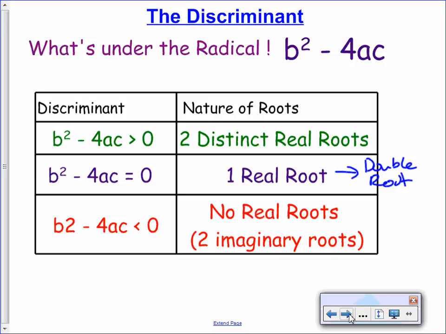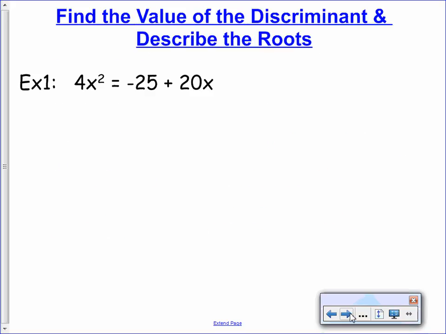Yay. Okay. All right. Let's practice finding the discriminant. Okay? It's the b squared minus 4ac part. So we have to set it up in standard form in order for us to recognize the b squared minus 4ac part. Okay. So for example 1, changing that to standard form, we get minus 20x plus 25 equals 0.